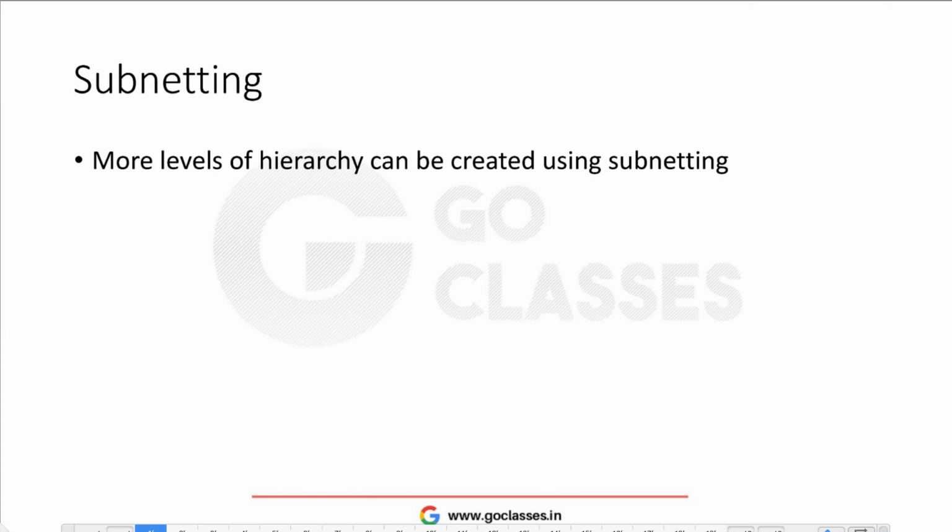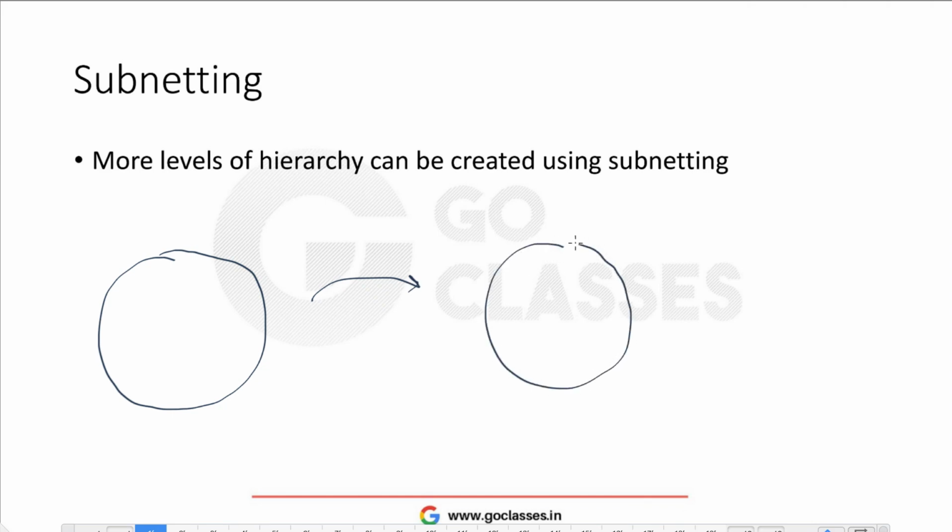In this video, we will be talking about subnetting. Subnetting is basically nothing but dividing a network into smaller networks. Suppose this is your network, and if you divide this network into some smaller networks, then this is called subnetting. Those smaller networks could be any number.